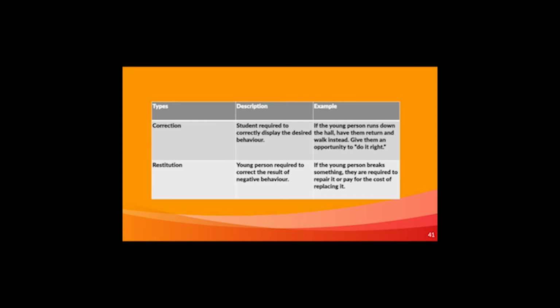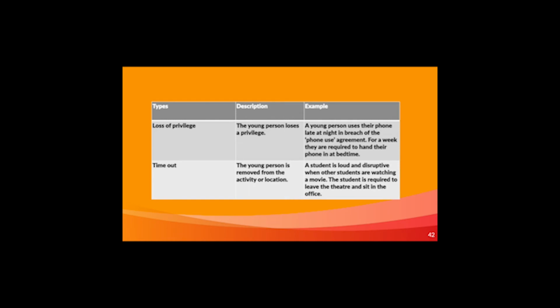Correction. A student is required to correctly display the required behaviour. If the young person runs down the hall, have them return and walk instead, give them an opportunity to do it right. And then restitution. A young person is required to correct the result of negative behaviour. If the young person breaks something, then they're required to repair it or pay for the cost of replacing it.